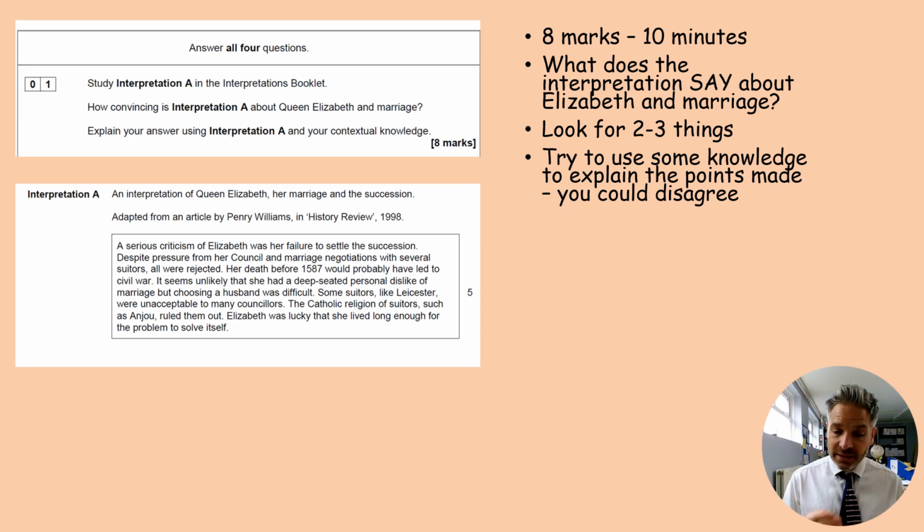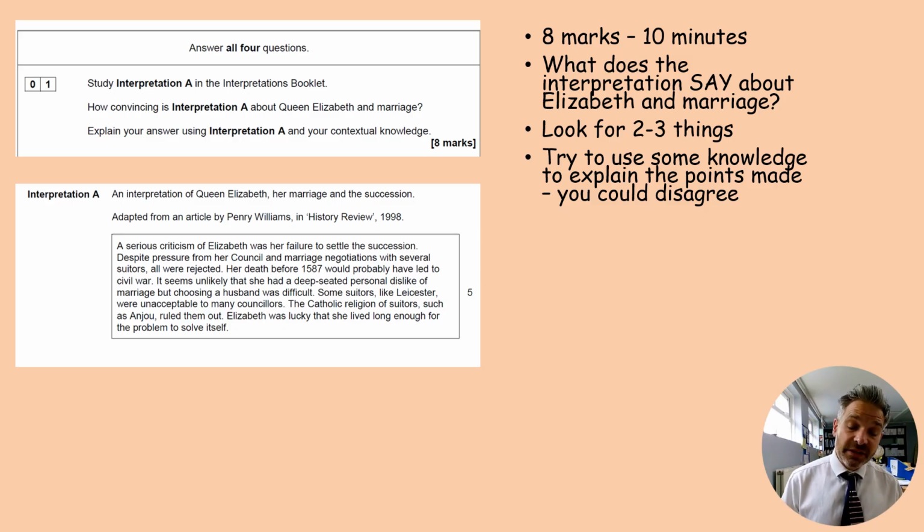Now, in this case, for example, you might say one of the things it tells you about marriage is Catholic suitors ruled them out, and then you would use your knowledge to say why that is true, because she was a Protestant trying to establish a Protestant church. A Catholic suitor might have disagreed with her on that and made that much more complicated for her, etc.